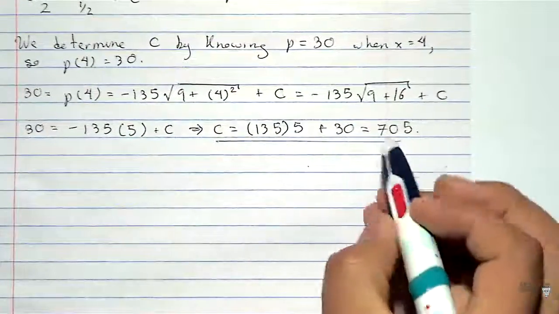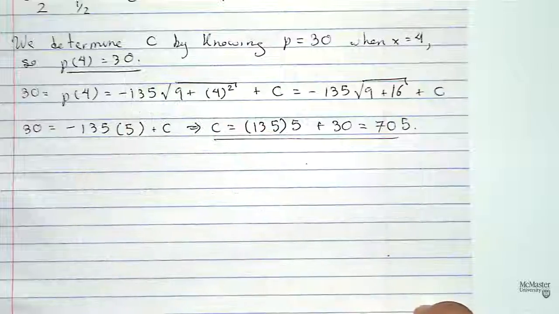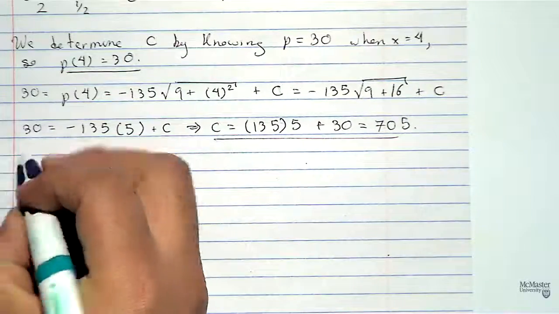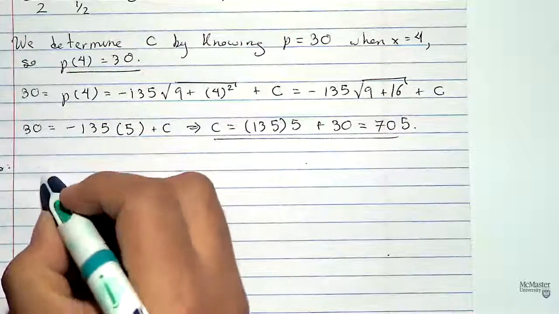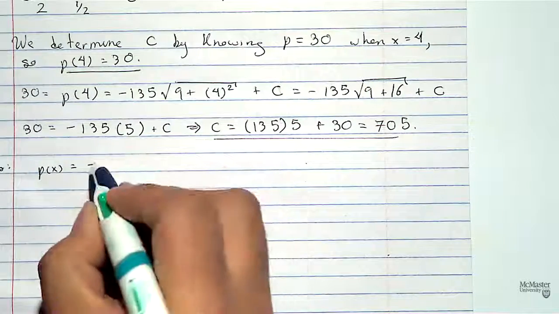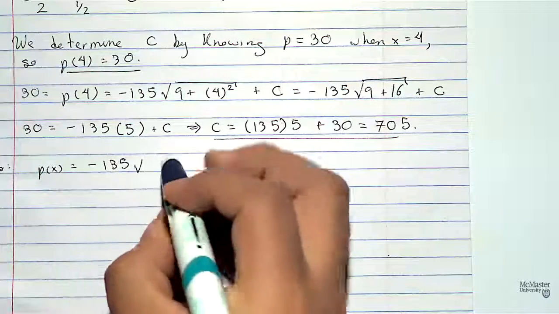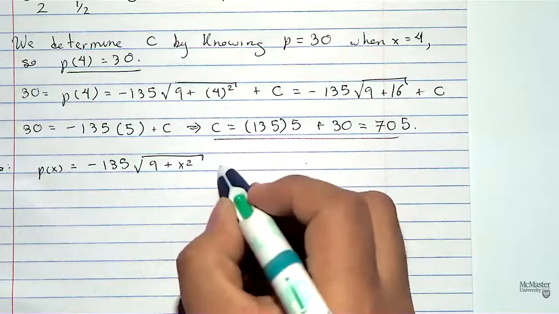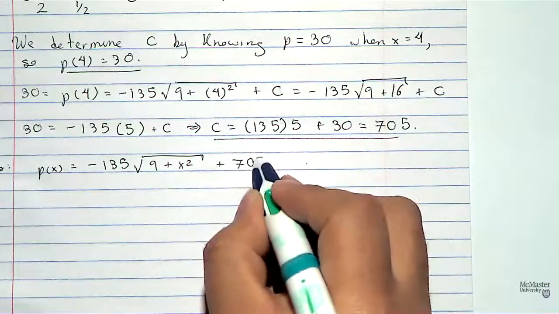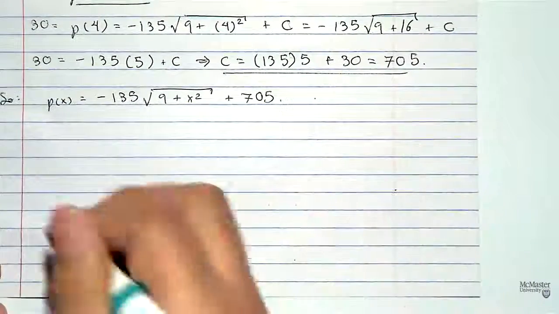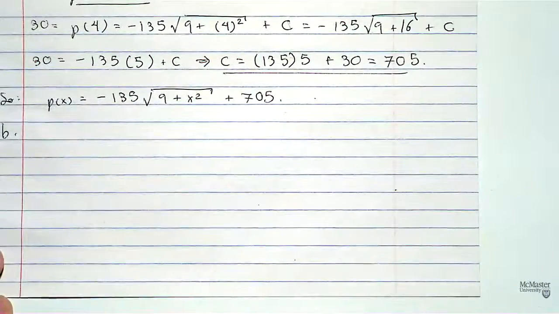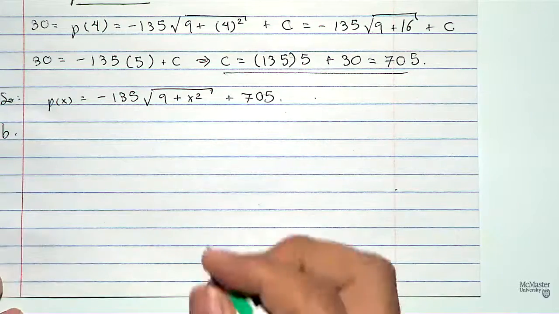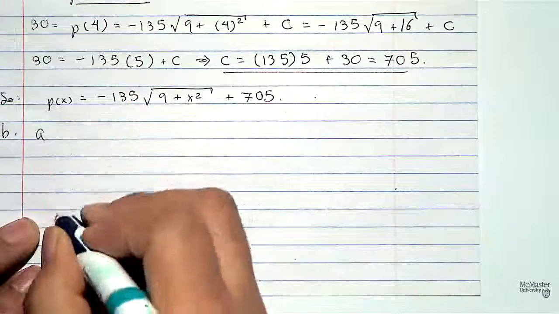So this is the cool thing, that we knew this piece of information. Now we have the formula for the function, which is that p of x is equal to minus 135 times the square root of 9 plus x squared, plus this constant, which is 705. And we're done with the first part of the problem. So the second part of the problem is, of course, stated over here.